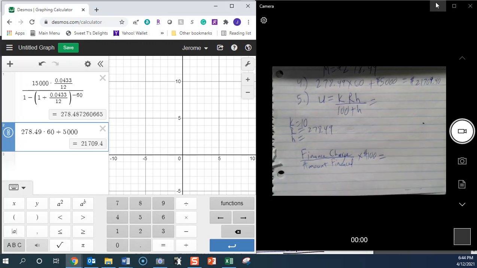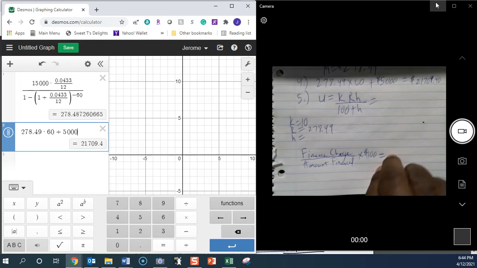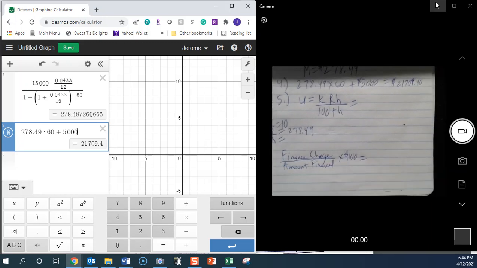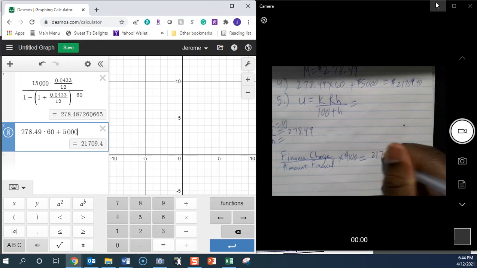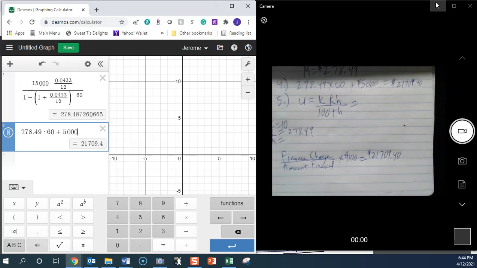Now, we have to look at the finance charge. This is going back a little bit because this was from chapter 3. The finance charge is the total installment price minus the cost. Now, we found out what the total installment price is, which is $21,709.40. That's the total installment price.